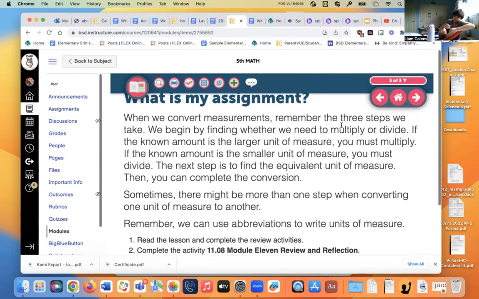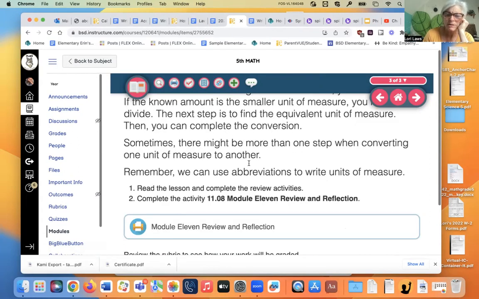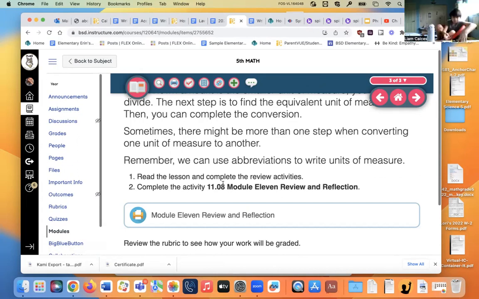When we convert measurements, remember the 3 steps we take. We begin finding out whether we need to multiply or divide. Then we decide if we're going for larger to smaller or smaller to larger. Then we find the equivalent unit of measure. Sometimes we have to convert more than once. Read the lesson, complete the review activities, complete the activity, Mod 11 review and reflection.